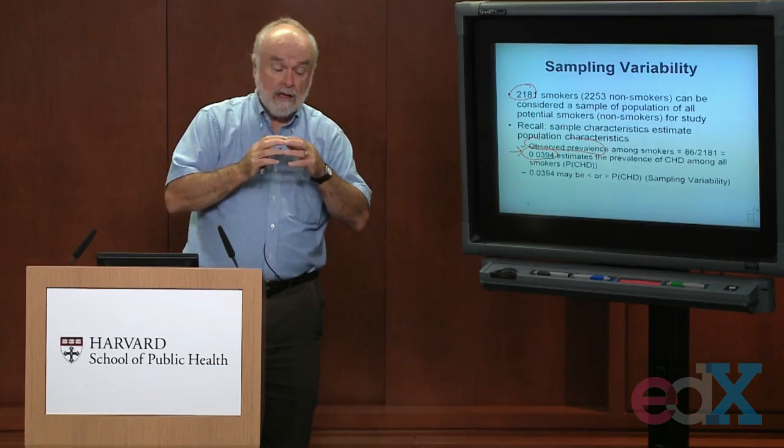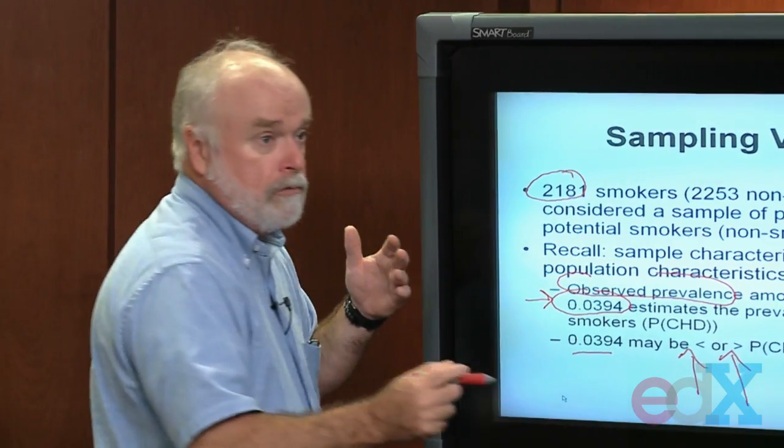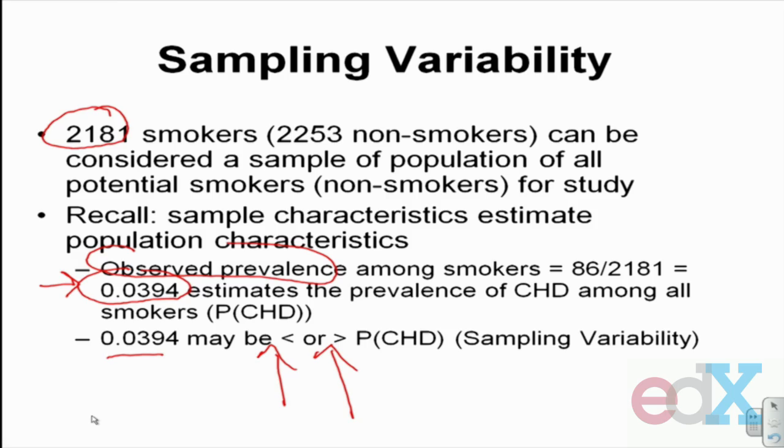And our observed prevalence might be a little bit lower or a little bit larger than that true prevalence that we would have seen if we enrolled all these potential smokers in our study. Therefore, our observed prevalence might be less than or it might be greater than that true prevalence just by chance alone. And the same thing can be said about the non-smokers and their observed prevalence as an estimate of the prevalence of heart disease among potentially all non-smokers we could enroll in our study.